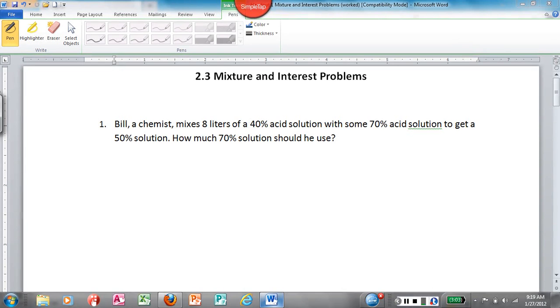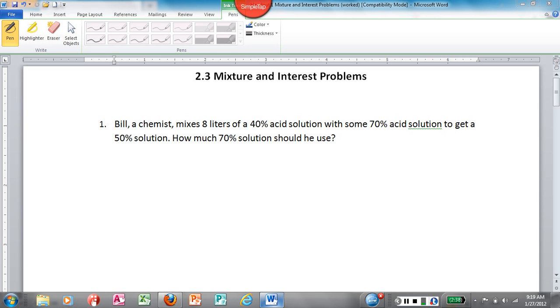Welcome to Math 103. I'm Towell, and I will be talking today about section 2.3, and we're going to be talking about some mixture and some interest problems. I'm going to work my way through this worksheet, which, if you wanted to, you can access on Blackboard. Find that handout and work along with me.